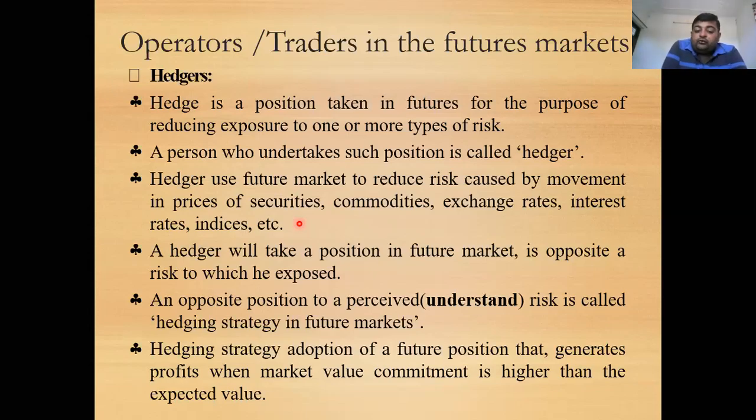Next, an opposite position to a perceived underlying risk is called a hedging strategy in the future market. As I have told, for example, you have entered into an interest rate future. Here the risk is of currency rate fluctuation. Now to cover that risk, you have bought something in the spot market and sold something in the future market. So this is called the hedging strategy in the future market. Now the hedging strategy adopted in the future position generates profit when the market value committed is higher than the expected value. So if the market value committed is higher than the expected value, then you are in profit, else you are in loss.